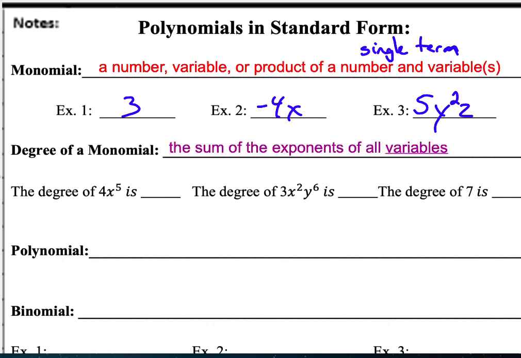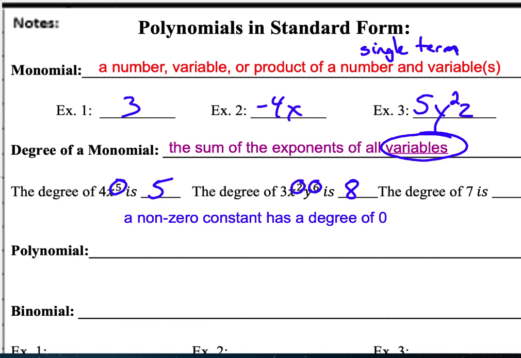The degree of a monomial is the sum of the exponents of all of the variables. So like for this first one, 4x to the 5th has a degree of 5. We take that exponent on the 5. For 3x squared y to the 6th, we add the exponents, we find the sum, so it has a degree of 8. For a non-zero constant, it's going to have a degree of 0. It doesn't have any variables involved in it. It's just a plain old number, just a plain constant, so it's going to have a degree of 0.